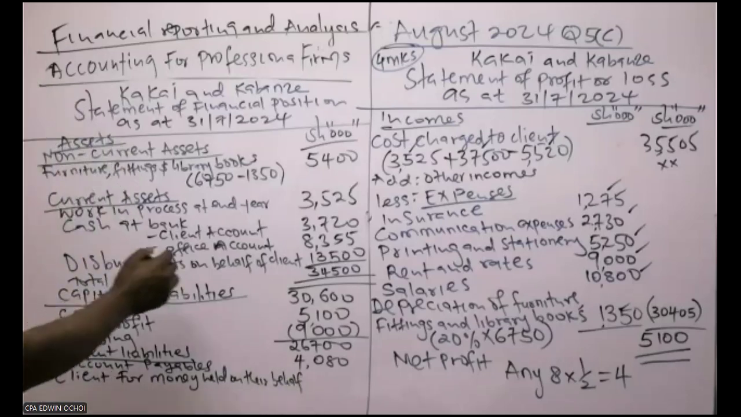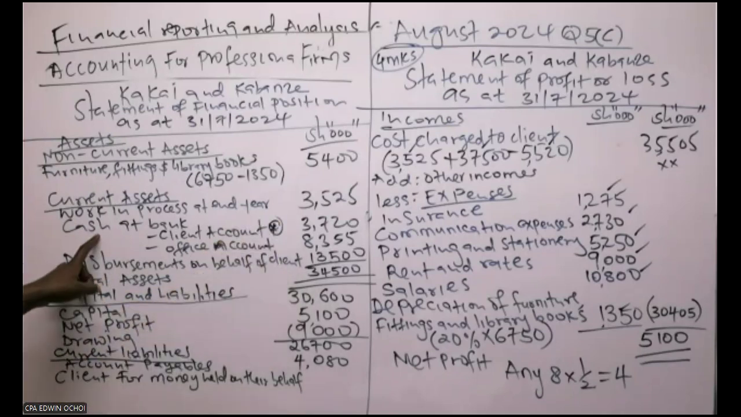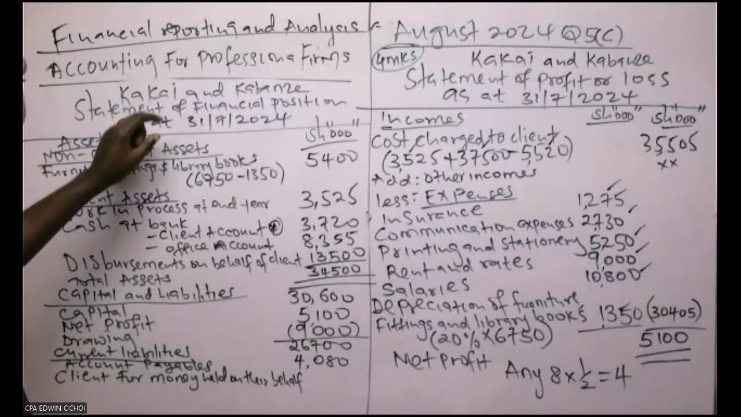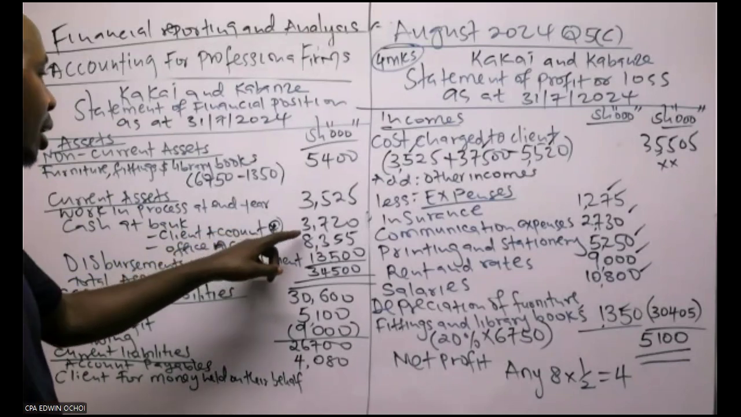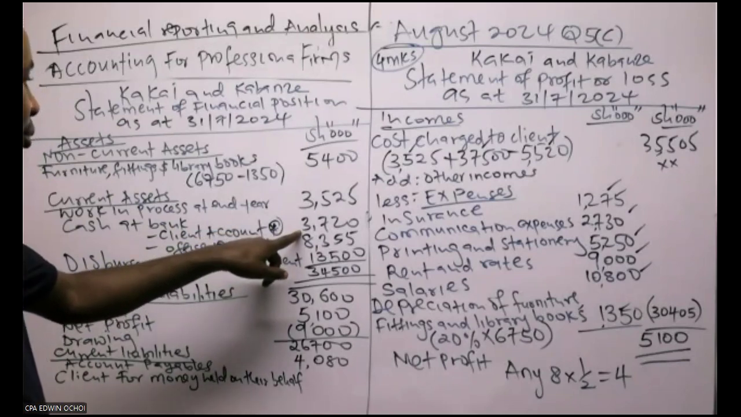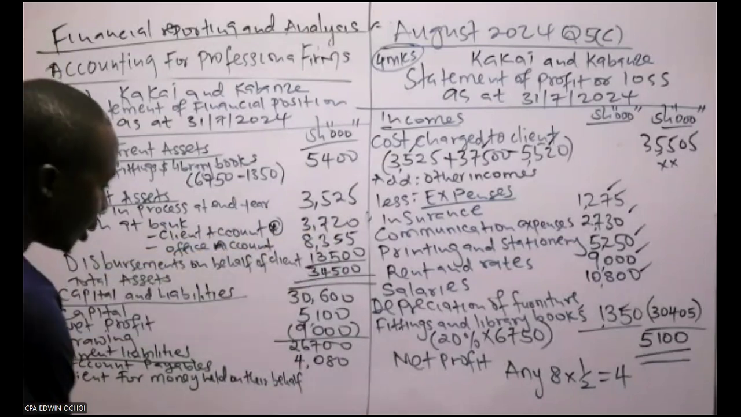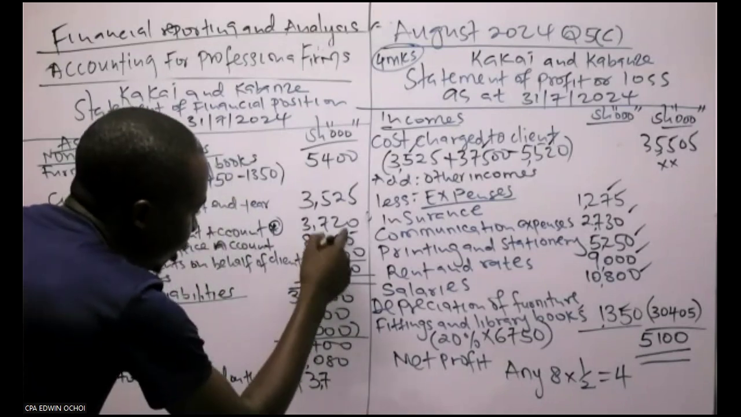You see this, cash at bank. There's this money held by the firm in the bank, but under the client's account. This money is not an asset to the firm. It's a liability. So you have to mention it under liability so that you cancel it out from here.